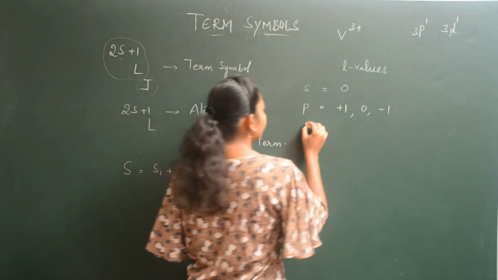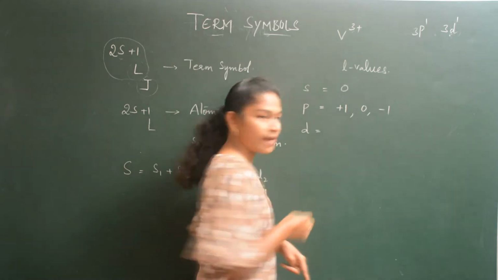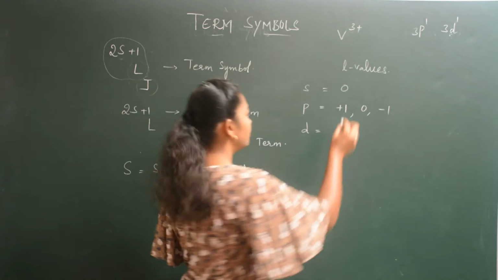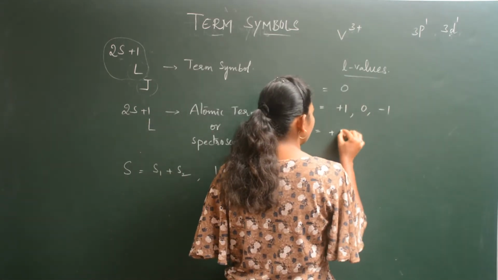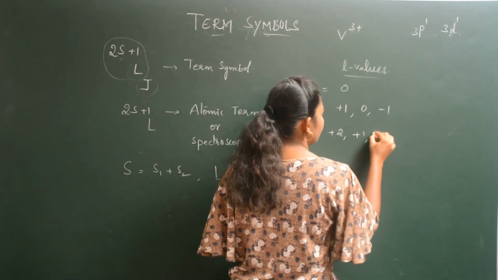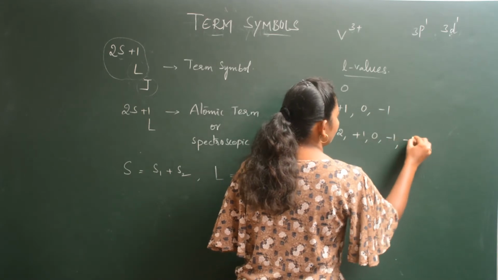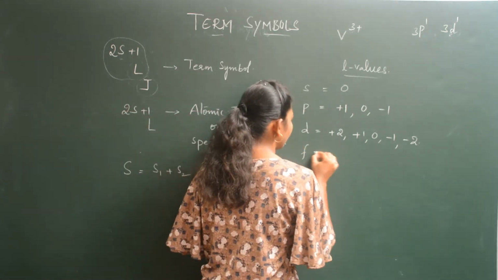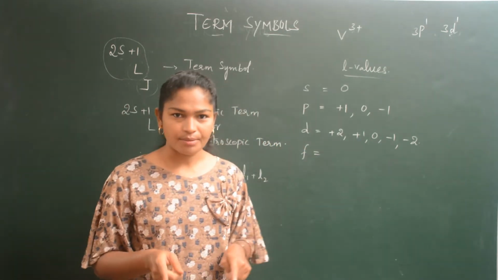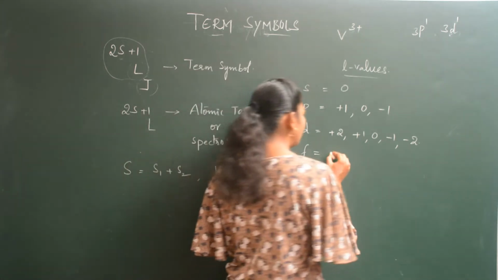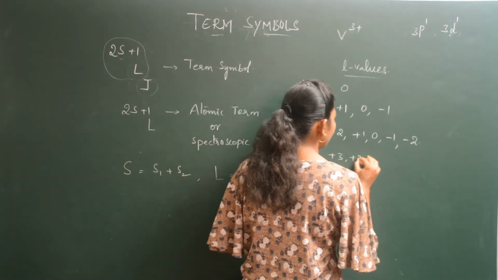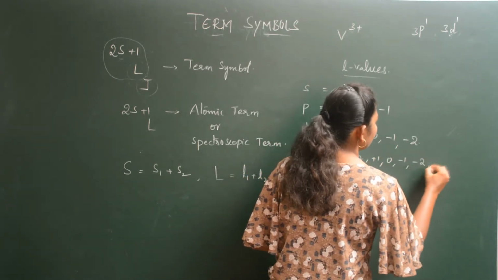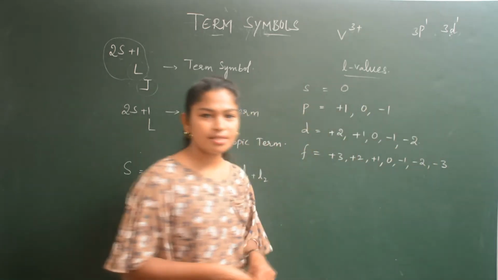And for D orbitals, you have 5 D orbitals, right? For 5 D orbitals, the possible L values are plus 2, plus 1, 0, minus 1, minus 2. For F orbital, you have 7 orbitals, right? So the possible L values are plus 3, plus 2, plus 1, 0, minus 1, minus 2, minus 3. These are the possible values.